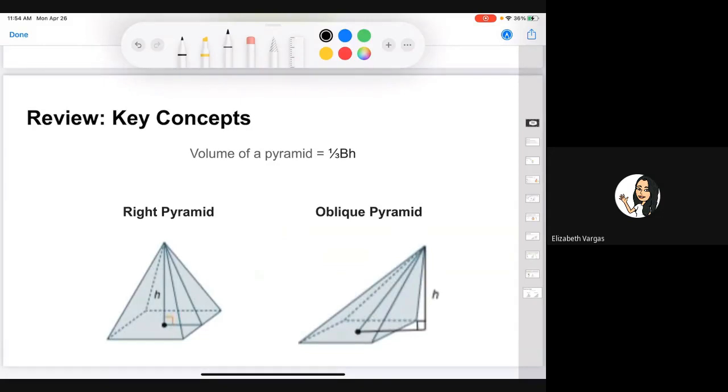Okay, so in both of these, whenever you're identifying the volume of a pyramid, you want to use this equation right here. First thing, do identify your base. For a right pyramid, your height is going to be the one that connects the apex to the center. For your oblique pyramid, you're going to have the base, which is your normal base, but your height is going to be that which connects on the outer side of that pyramid.